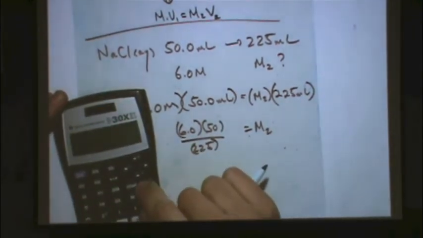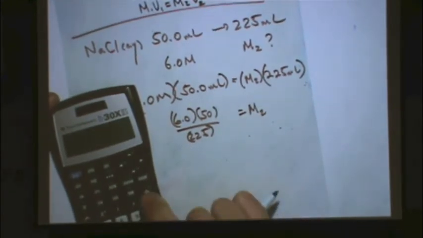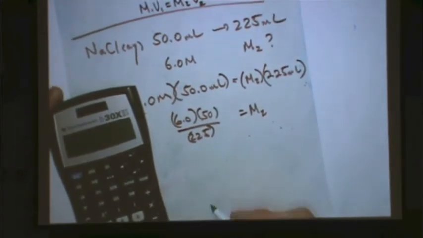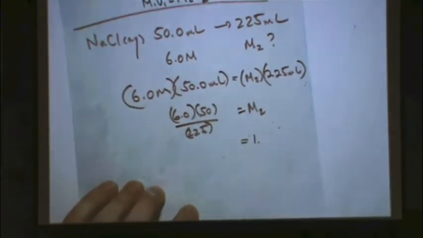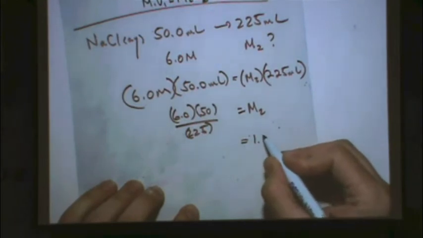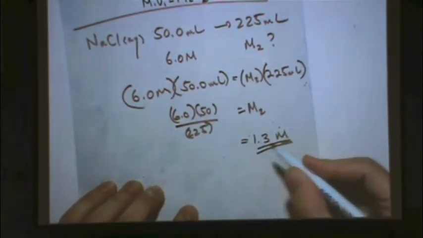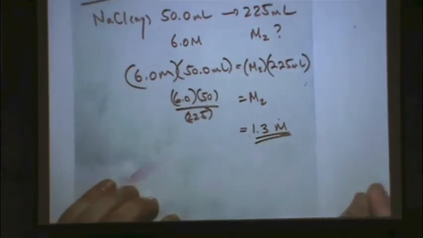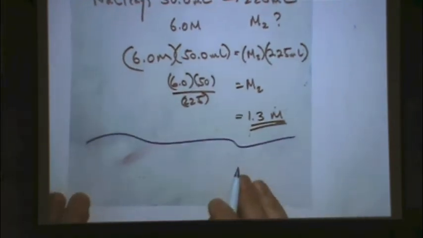But I want to add something to it in just a second here. So 6 times 50 divided by 225. 1.333 repeating. So how many sig figs do I want? 2 because of the 6, so 1.3 molar. Okay. Now let's just put a slight variant on this, and you should see this in our practice homework.